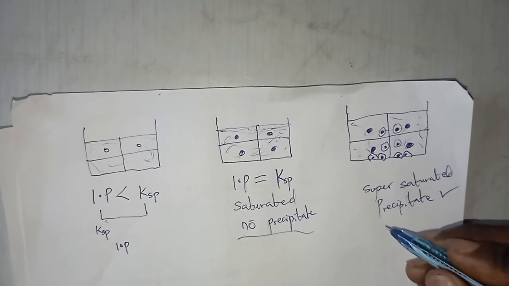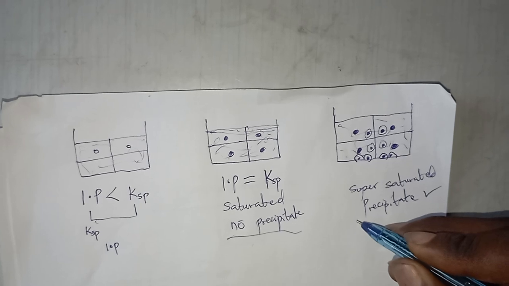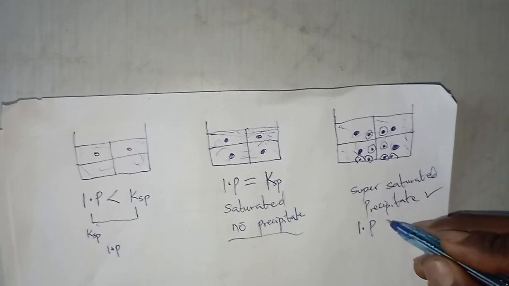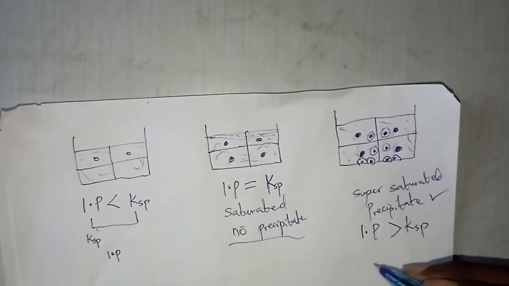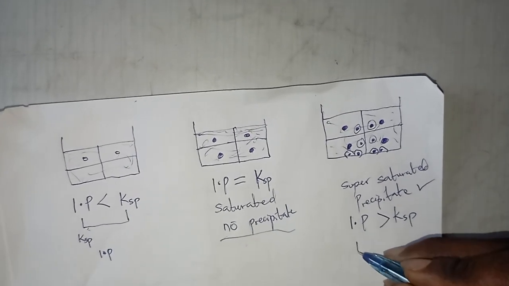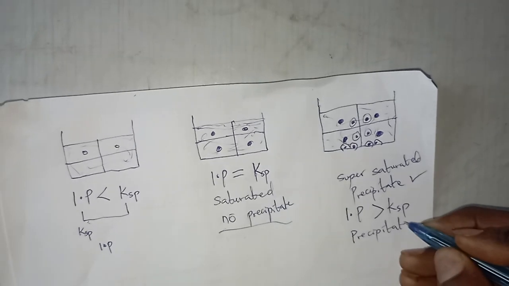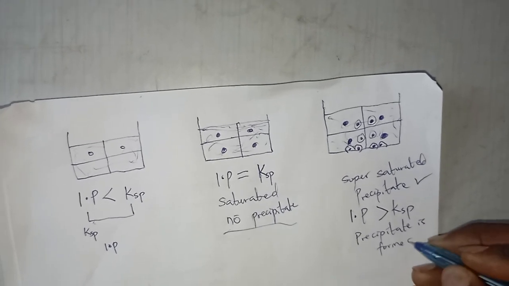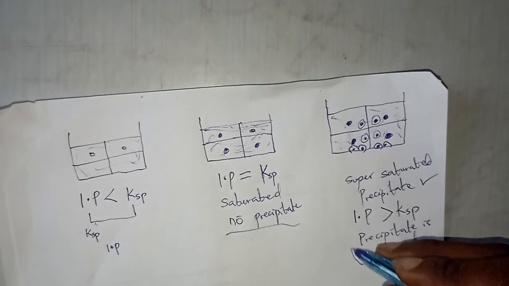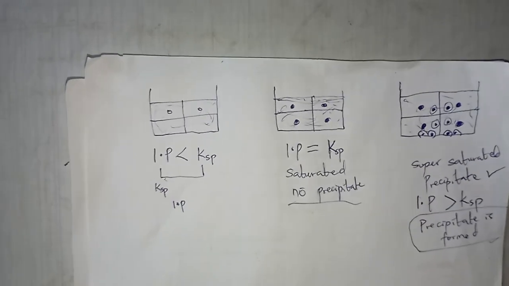So at this point, we say that the ionic product now is greater than KSP because you have more solutes. So when the ionic product is greater than KSP, precipitate is formed. If I know this, it gives me a general understanding of what we are going to do here.